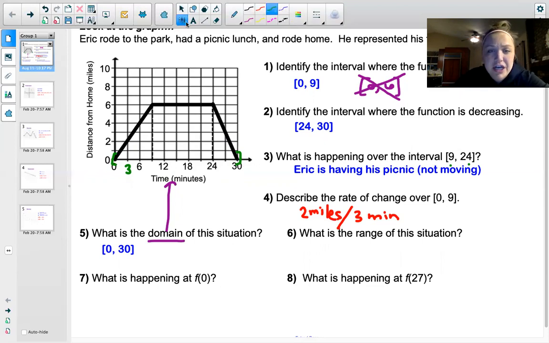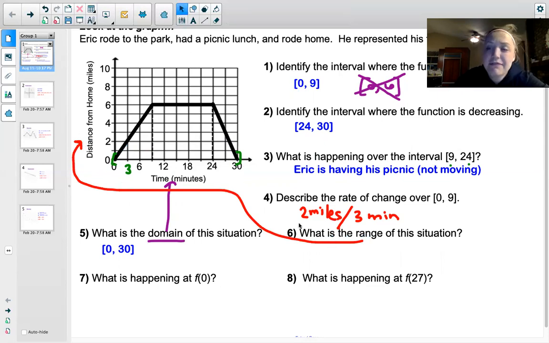The range is going to be your output values. So that's going to be the distances that you can be from home. It's going to be the lowest distance from home and then the furthest distance from home, including everything in between. So the lowest distance from home was down here at 0. Both of these, 0 and 30, were both 0 miles from their house because they're both on the bottom. Then it goes up and up and up on both of these, and the furthest distance you have from home is 6 miles. So here my range would be from 0, the lowest, up to 6, the highest.